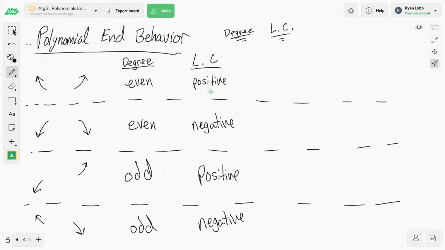Well, the leading coefficient. Positive: this always corresponds to the right side. Positive, going up here to the positive. Negative, going down here to the negative. Positive, going up here to the positive. Negative, going down here to the negative. And then once you know that, combine those two.